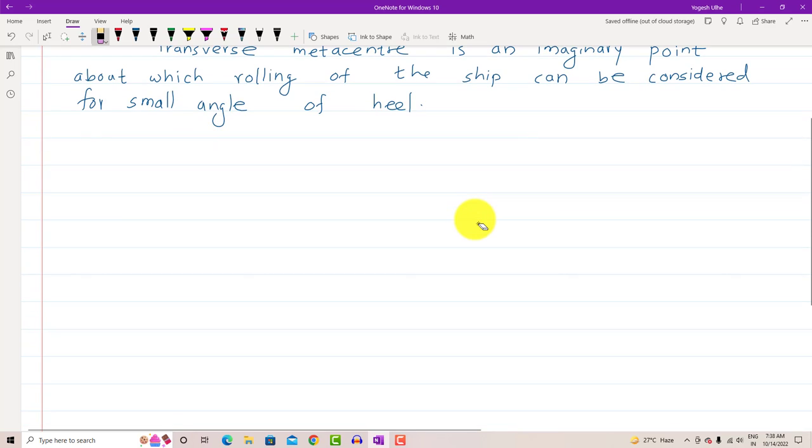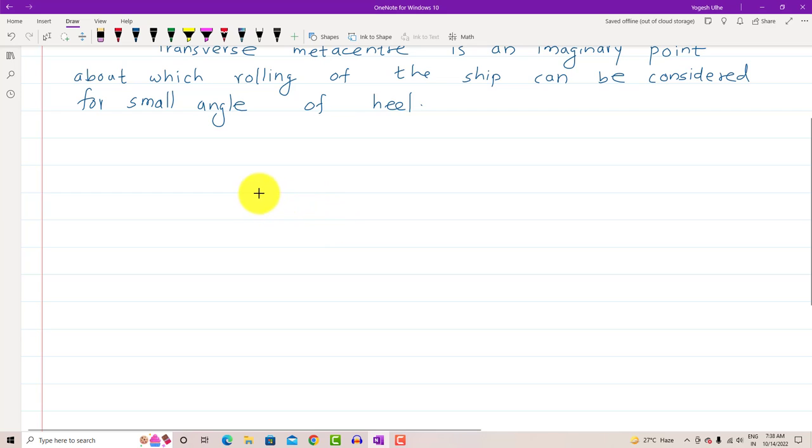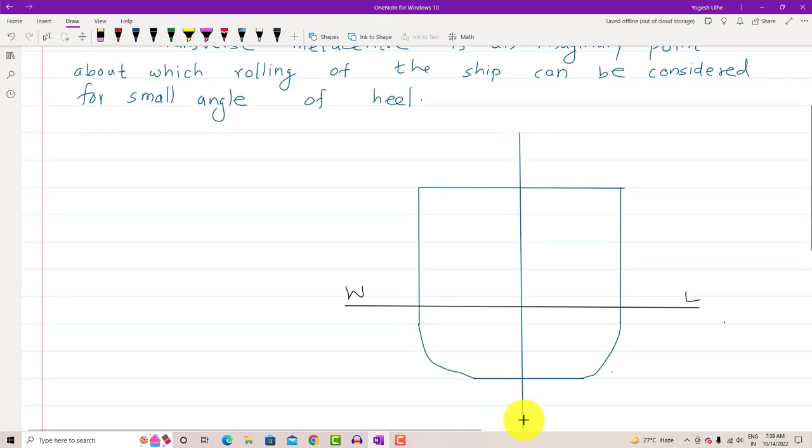Now try to see the next point. I am going to draw the transverse view of the ship. For our upcoming discussion, the transverse view is our favorite thing because we are dealing with it. So this is our transverse view of the vessel. Now I am going to show the water line, WL. Here I am going to show the center line of the vessel.